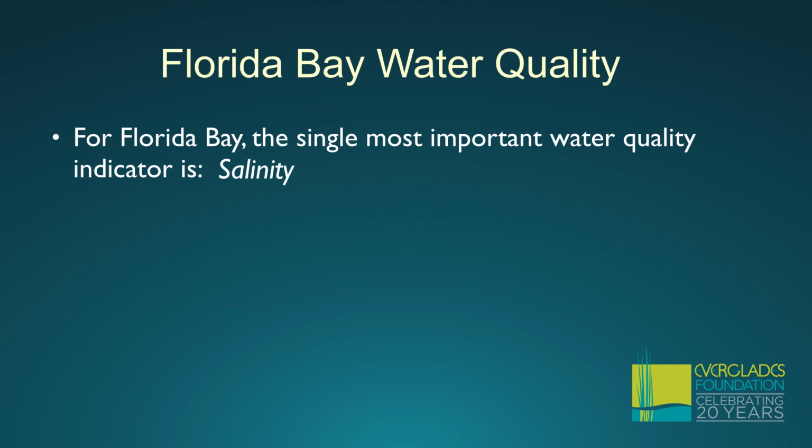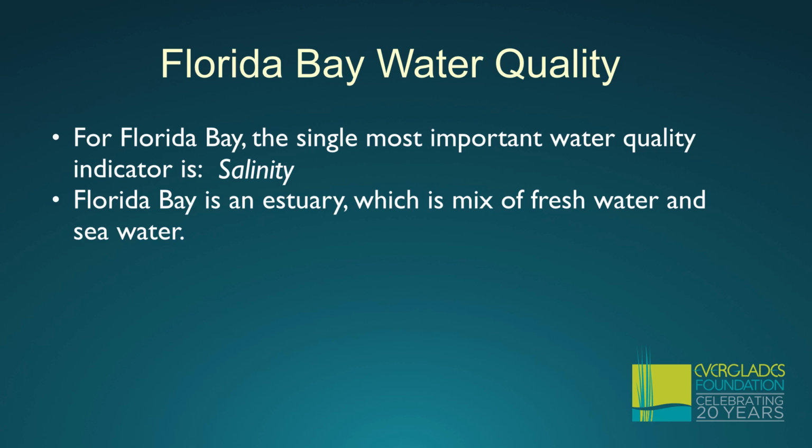What does the salinity look like? Because Florida Bay is an estuary, so it's a mix of fresh water and salt water. Understanding how much fresh and salt water there is at any one time is the key to understanding water quality in Florida Bay.